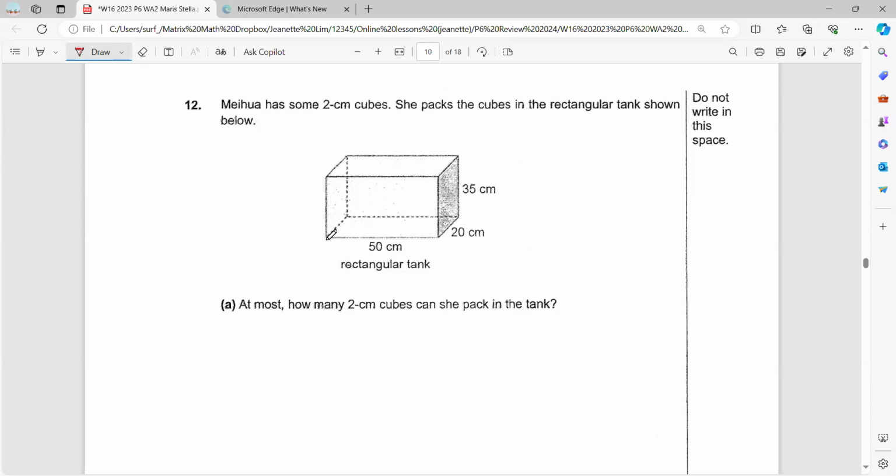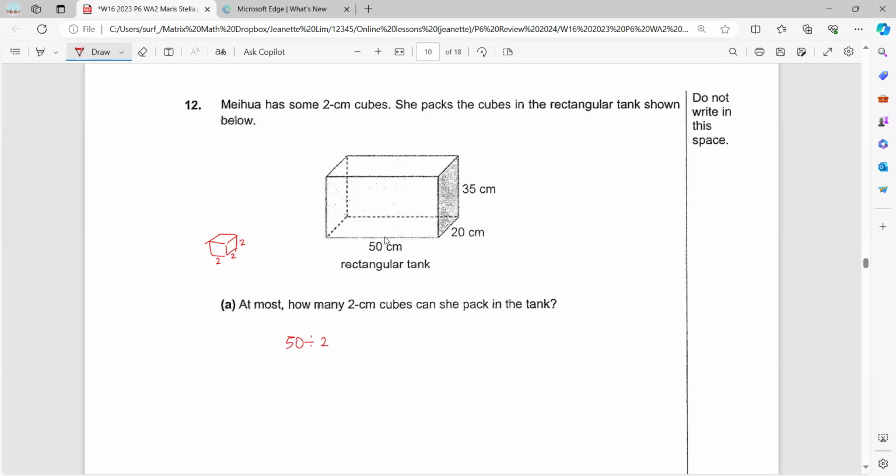So what we need to do is find out how many cubes can you pack along the length first, and then how many cubes can you pack along the breadth? And then how high can we go? How many layers can we go? So 50 cm, 2 cm cube means that each side is 2 cm. So for 50 cm length, you take 50 divided by 2.